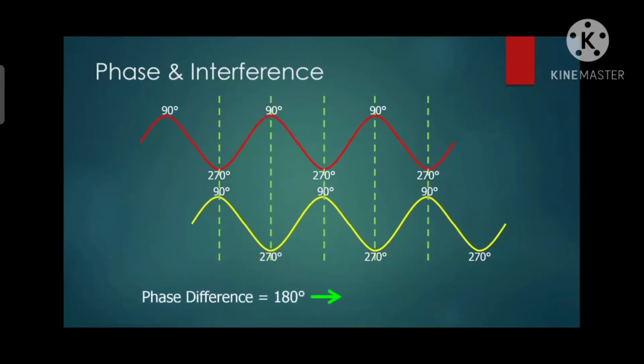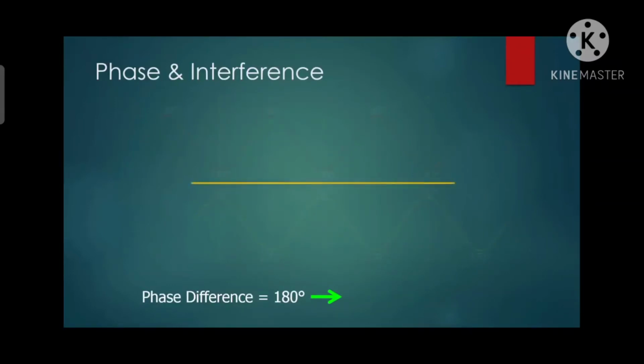If we imagine that these two waves were superimposed in the same place at the same time, we would see that troughs and crests line up this time. So 270 minus 90 is 180, and 90 minus 270, well, it's negative 180, but it's still 180 degrees apart. A phase difference of 180 degrees is going to result in maximum destructive interference.